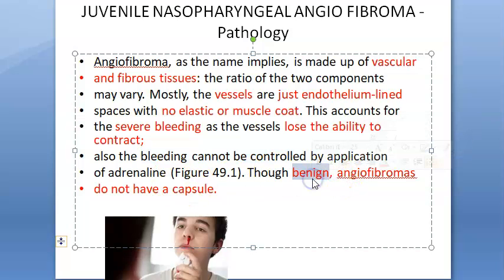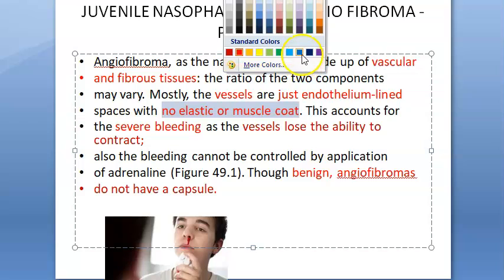This is a benign condition. Yes, you know it is a benign condition of the nasopharynx, most common. They do not have a capsule. Usually benign means you will learn it has a capsule, but this doesn't have a capsule. So that's what you have to learn. Lose the ability to contract, just endothelium, no elastic or muscle coat. All these are very specific things.